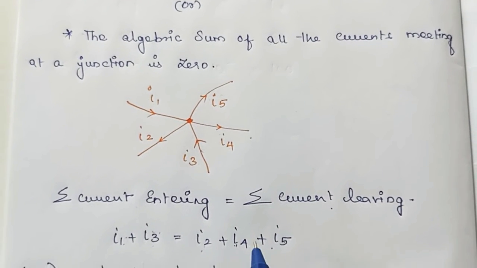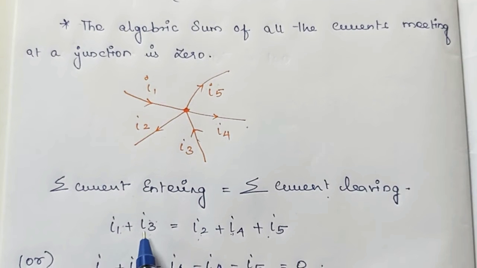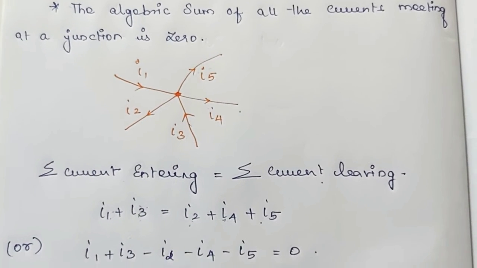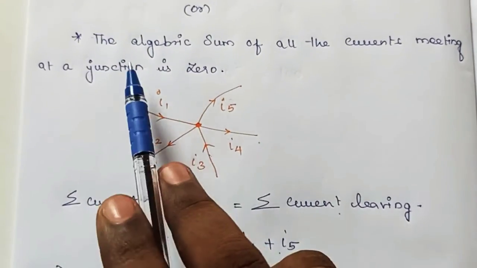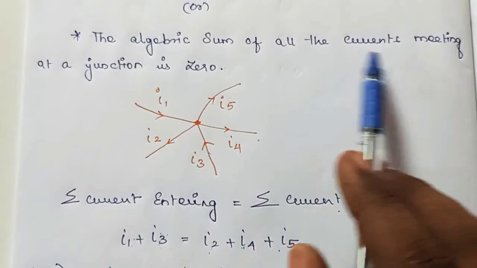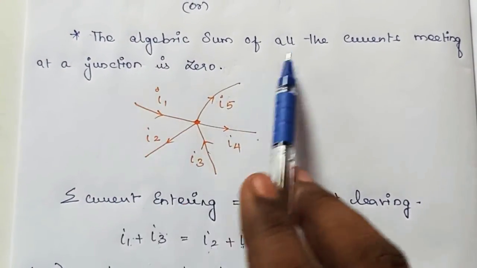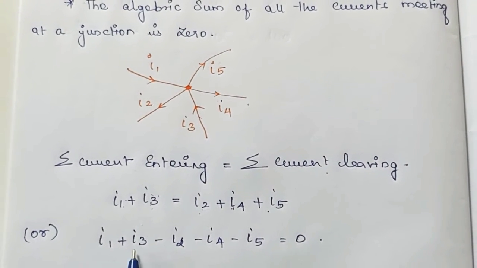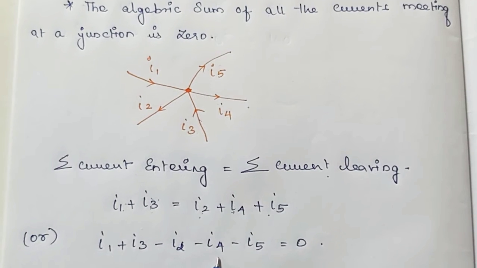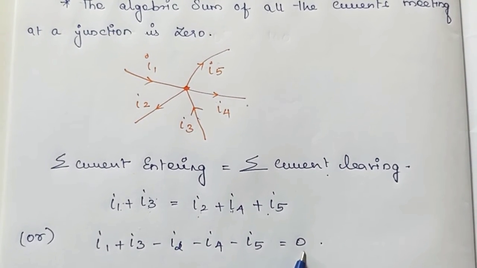Or it may be written as I1 plus I3 minus I2 minus I4 minus I5 equal to 0, because the algebraic sum of all the currents meeting at a junction is 0. By this definition we may write I1 plus I3 minus I2 minus I4 minus I5 equal to 0.